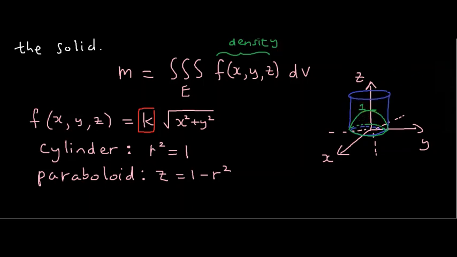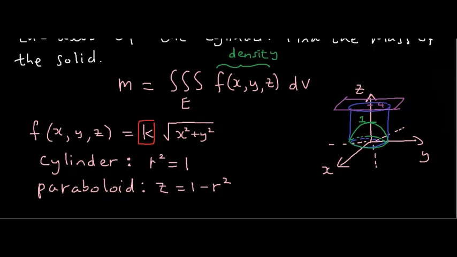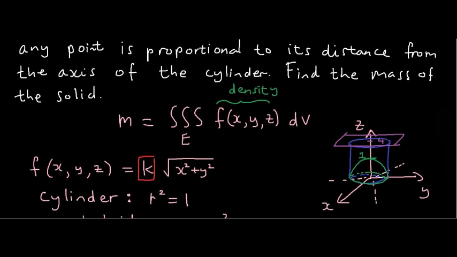And then we have the plane z equals 4. And we want the solid region bounded by the cylinder, the paraboloid below, and the plane above. So we're really looking at this region, the solid region.